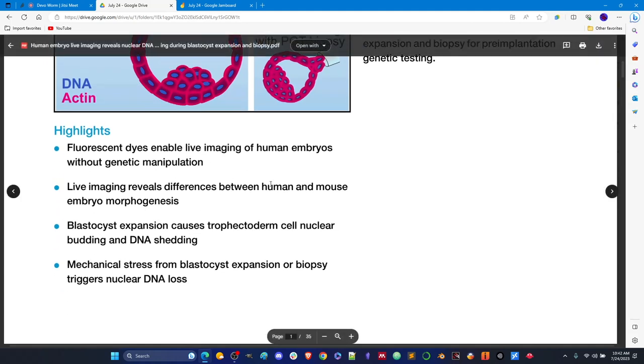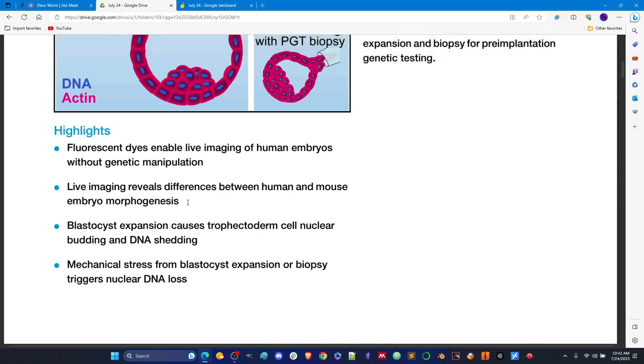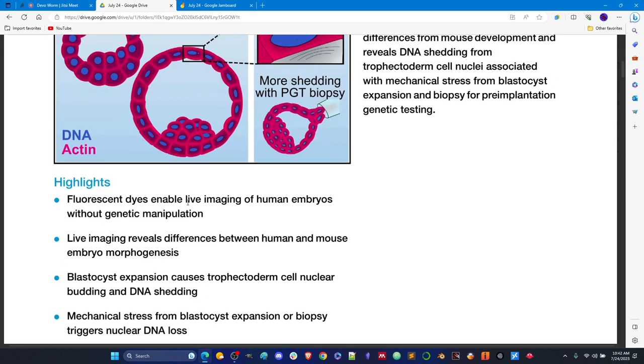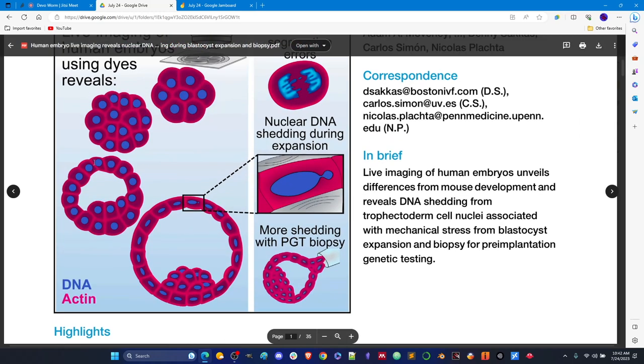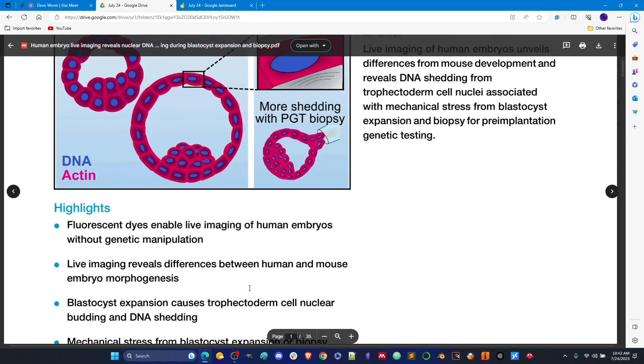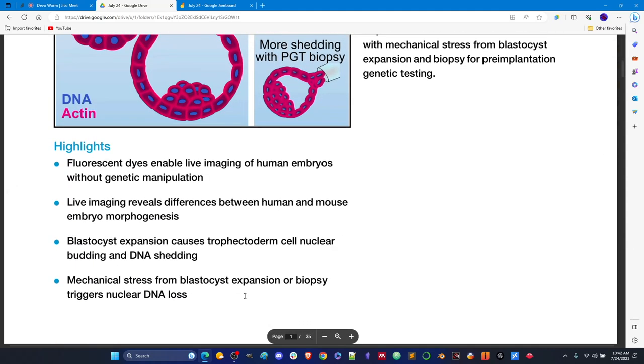Live imaging reveals differences between human and mouse embryo morphogenesis. So there are differences between human and mouse morphogenesis that they're able to observe. I guess they also sample mouse cells that have a similar mode of development, but you're able to observe the differences there. And we talked about that in terms of genomics today, but they're also in cell biology. You have these systems that you can compare.